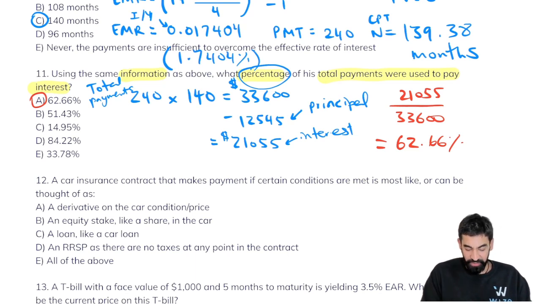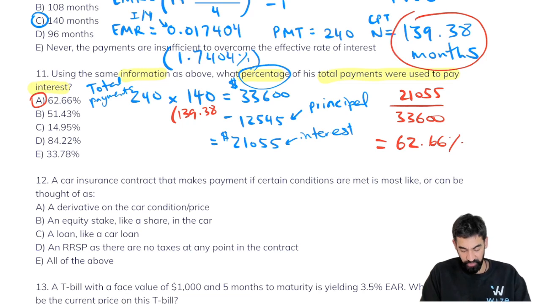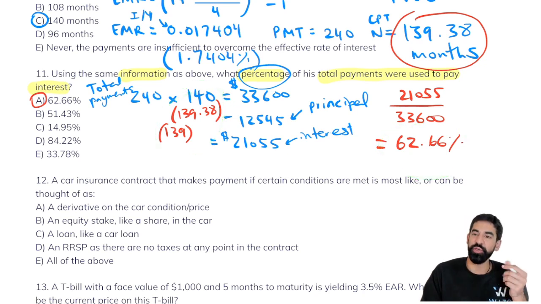Now, sometimes, like in the solution, instead of taking 140, they might have done 139. Like if you had plugged in 139.38, the number of months you got here, or if you had rounded it down to 139, all of those would still give you very close to the same answer. It would be like maybe 0.2 off. It would be like 62.4% or 62.5%, which is close enough. You just take the closest answer in that case.